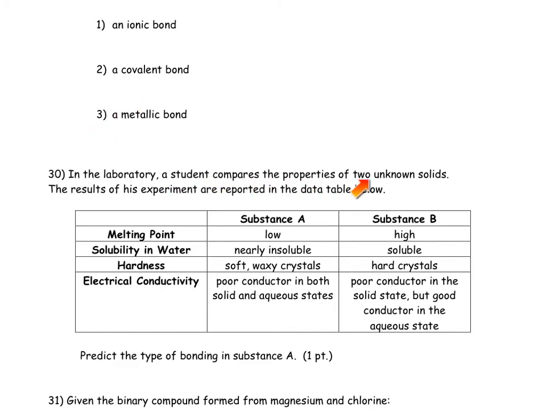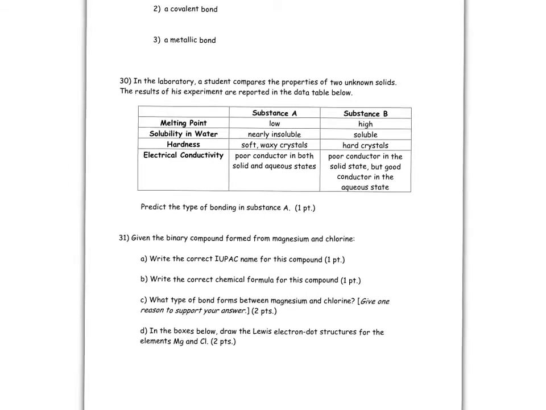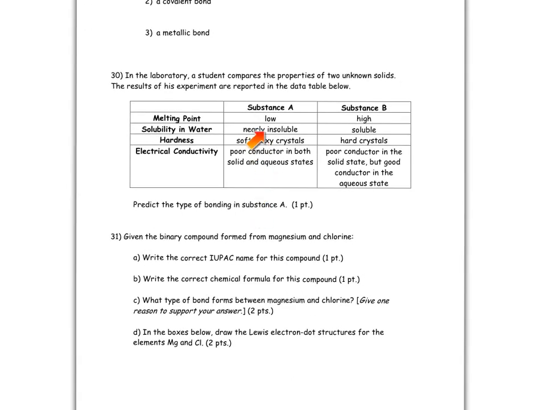In the laboratory, a student compares properties of unknown solids. The results of the experiment are reported in a data table. So here you'll have some substances. Here are some qualities that they've noticed. Predict the type of bonding happening in substance A. This is the melting point. This is water solubility. This is hardness. This is electroconductivity. So tell me, what kind of bonding is happening in this substance? Predict it. Remember, when you predict something, don't just make wild guesses. We look at evidence, we compare it to things, our understanding of materials, and we say, this is so, therefore this is so. All right.